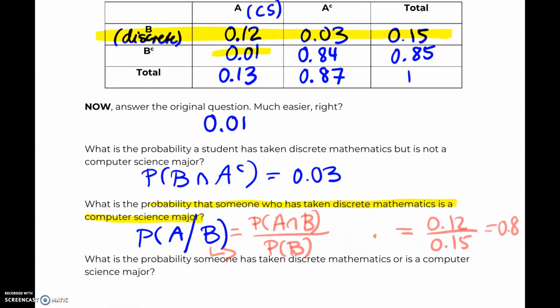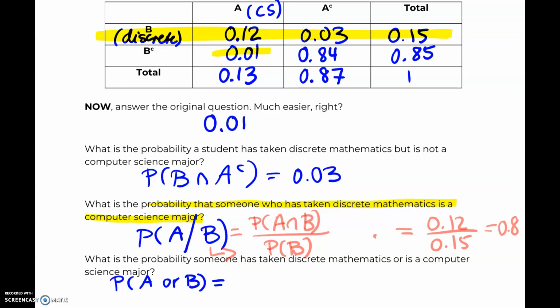The next one is saying, what is the probability someone has taken discrete math or is a computer science major? So discrete math was B, or is a computer science major, that's A. So we're looking at A or B.